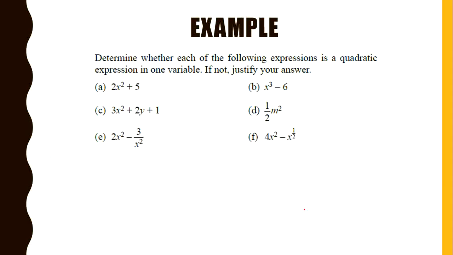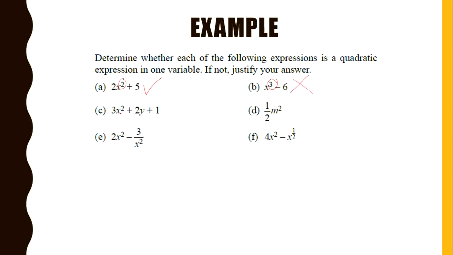Okay, look at the example. Determine whether each of the following expressions is a quadratic expression in one variable. If not, justify your answer. Okay, kita nak check expression A, B sampai F ni quadratic expression ke tak? Quadratic expression in one variable. Kita belajar untuk one variable. Okay, so look at A. So kita tengok kita ada variable x and the highest power is 2. Okay, so this is quadratic expression in one variable. Look at B. We have variable x, but the highest power is 3. So this is not a quadratic expression.